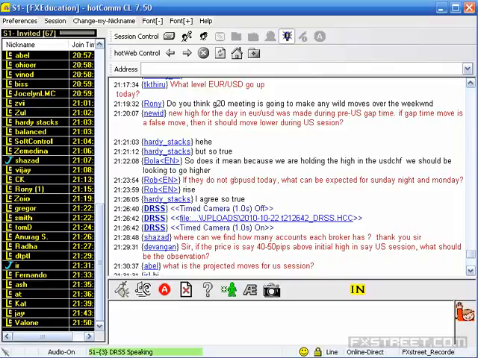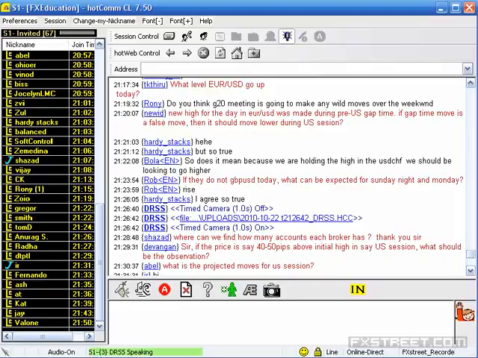The new high for the day in EURUSD was made during the pre-US gap time. If the gap time move is a false move, in the first 30 minutes they dropped it, and now they are holding above the initial low. So throughout the US session, they are not going to drop it. Please read it properly, sir.